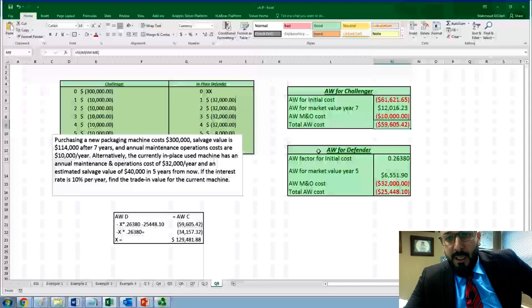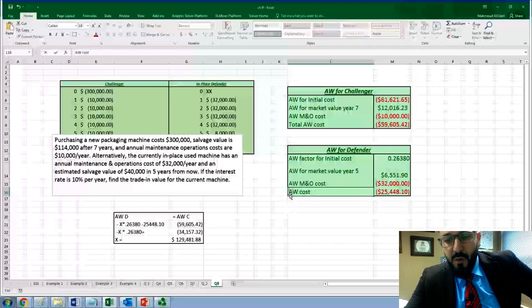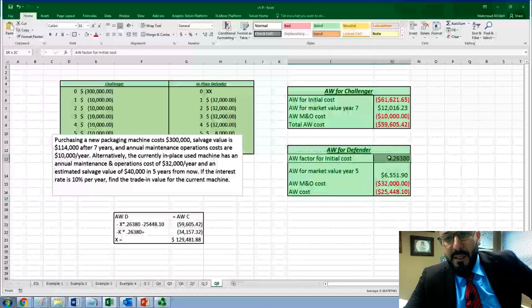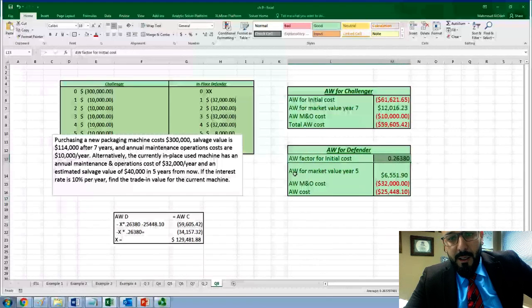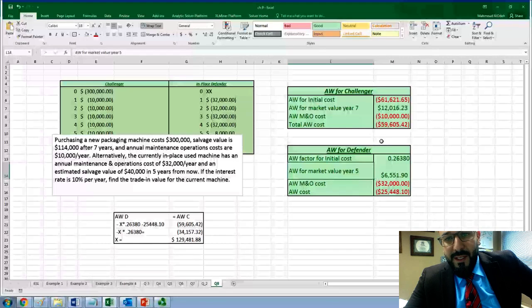On the other side, the in-place Defender, we need to also do the same process, but however, we are missing the initial cost or the market value on year 0. So we'll talk about this in just a little bit. Let's do the calculation for the salvage value exactly as we did for the Challenger.